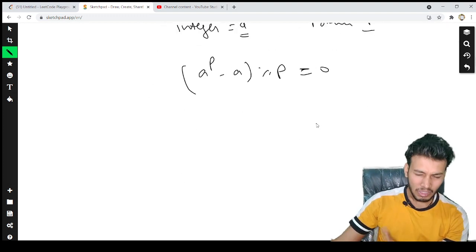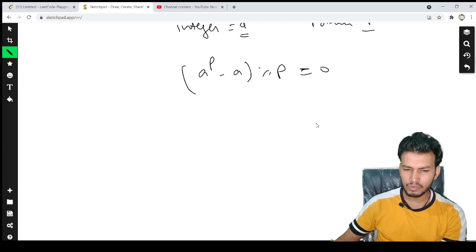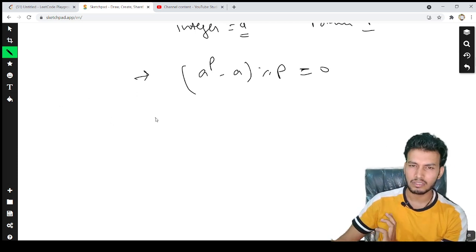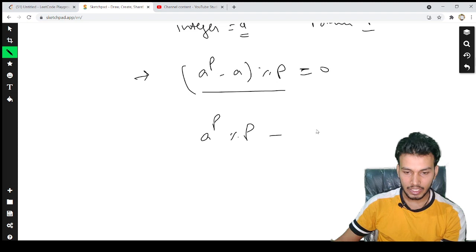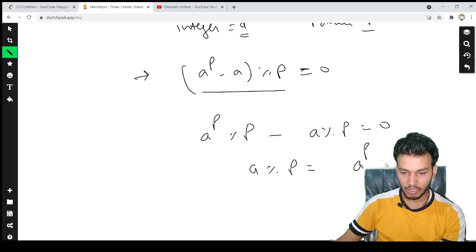We need not go deeper into how this is proved or how this theorem works. We will be directly using this because we are not mathematicians. So let's open this bracket. It will be a^p mod p minus a mod p equal to 0. So I can say a mod p will be equal to a^p mod p, right?